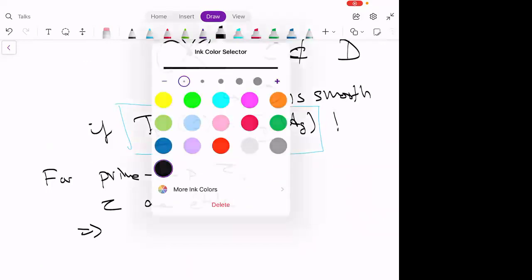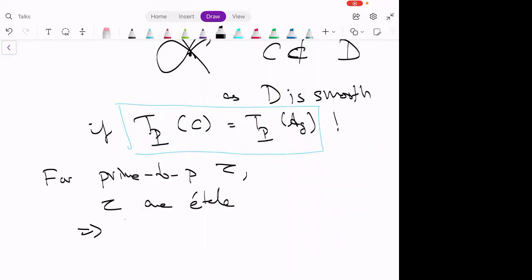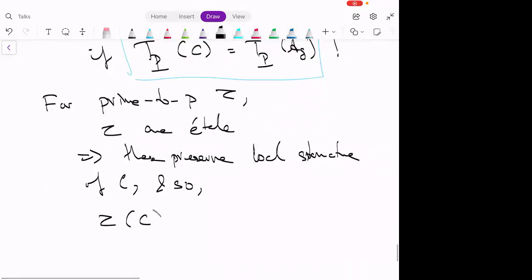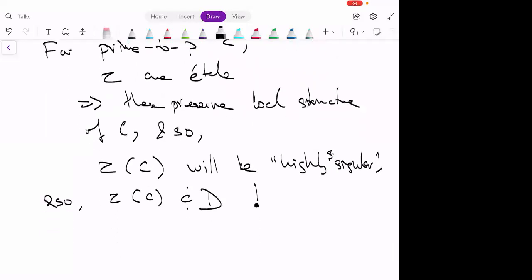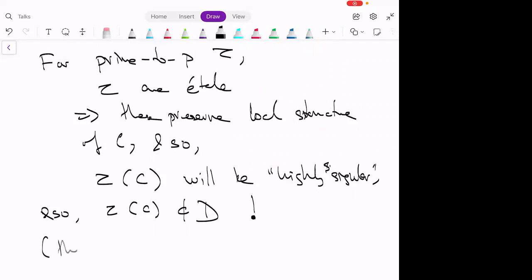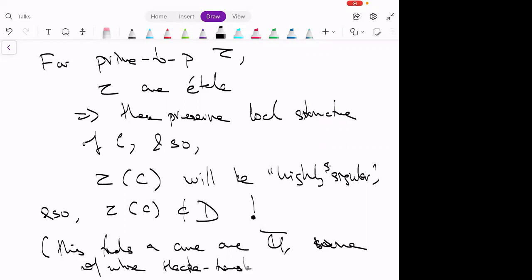Great. So if you work with prime to p Hecke operators, then these are going to be étale, and therefore these preserve the local structure of C, and so tau of C will also be highly singular. And so we get that tau of C is not going to be contained in D. Okay, and in fact, this finds a curve over Q or Q bar, none of whose Hecke translates are contained in D.